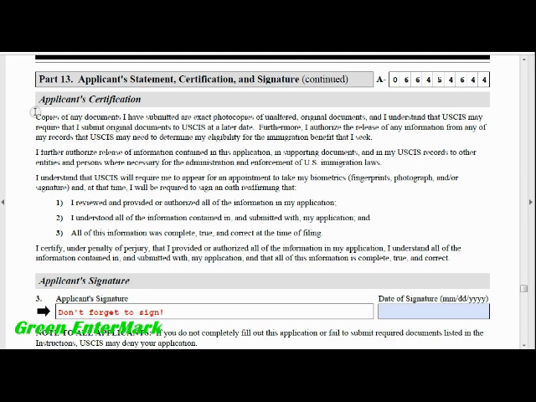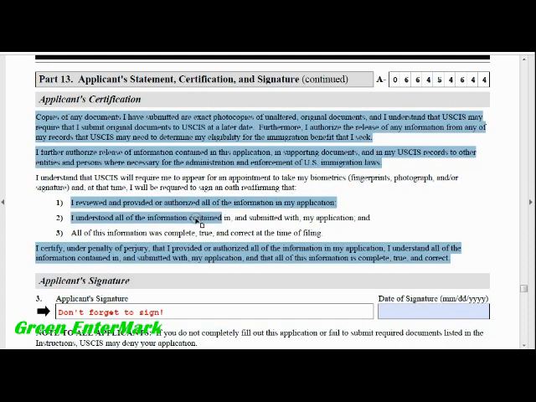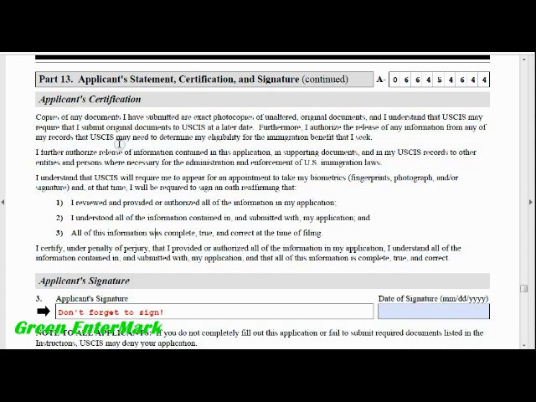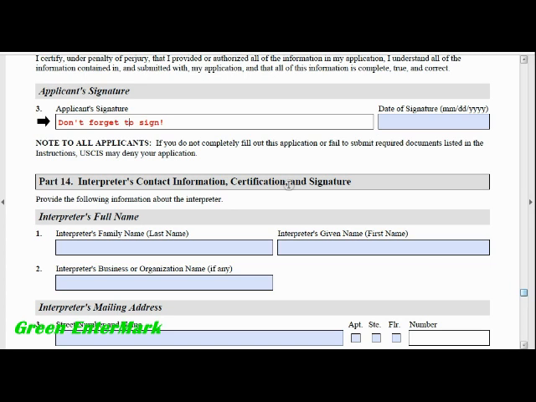This is a very important part. You have to read and understand all this information regarding the process of naturalization, in which there is the examination, the biometric fingerprint testing, and also the interview. Okay, then here you sign and write the date of signing.